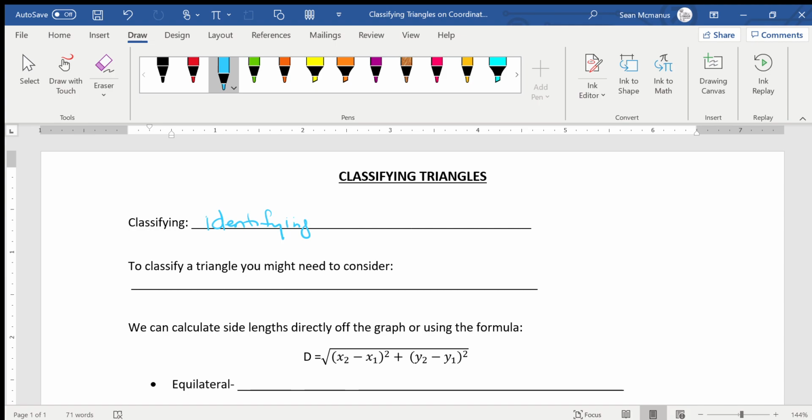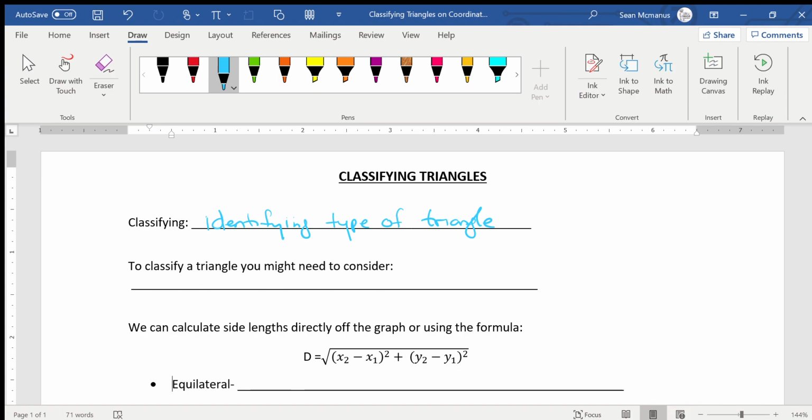In triangles' case here, we're going to identify the type of triangle. That's our most simple definition, not even really a definition, but that's what we're doing. So classifying triangles, you're going to be given a triangle and asked to identify what type of triangle this is. We have to examine some of the properties of the figure and see exactly how specific we can get with naming the figure. To classify a triangle, we're going to need to consider a few things.